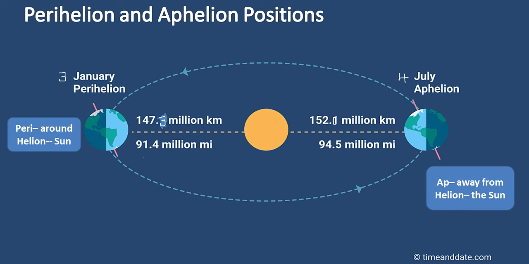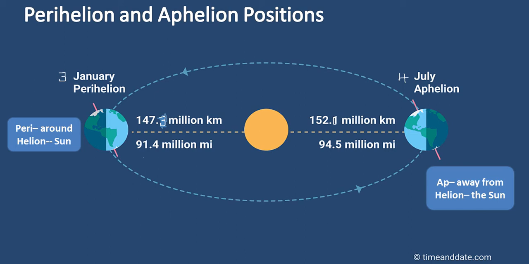Third is perihelion and aphelion positions. The Earth's orbit is the path along which the Earth travels around the sun. Due to this elliptical orbit of the Earth, the distance between the Earth and the Sun varies. The mean distance between the Earth and the Sun is about 150 million kilometers.